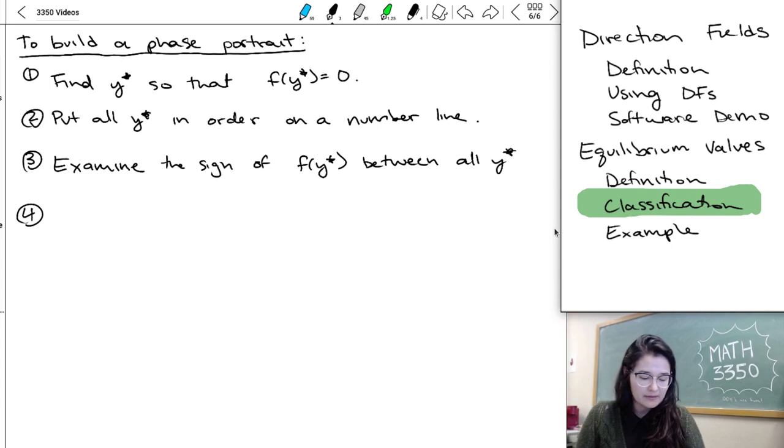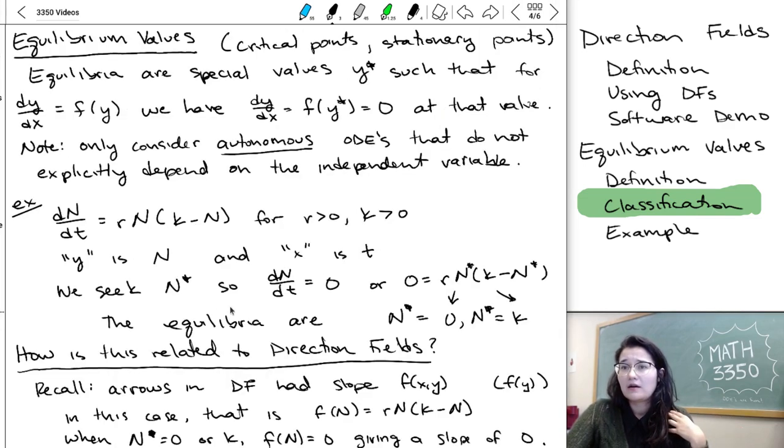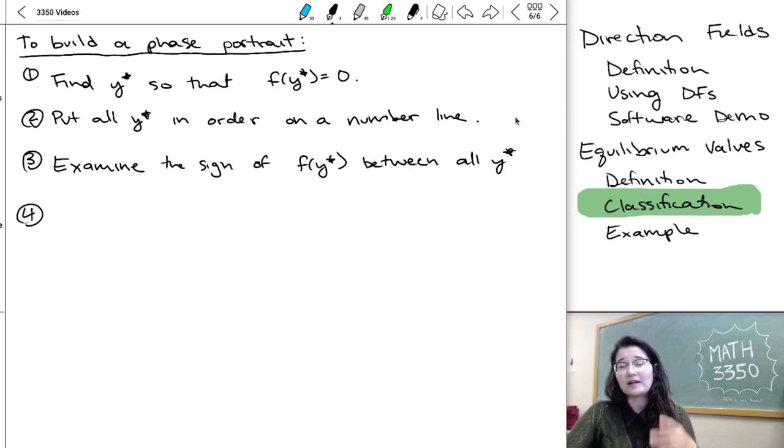These steps 1 through 3 are things that we did in our previous example. We solved dn dt equals 0 to find 0 and k. And when I was drawing my direction field, I naturally had a number line, the n-axis, and 0 was below k. Then I thought about what the slopes are above and below all those values. That's what steps 1, 2, and 3 are.